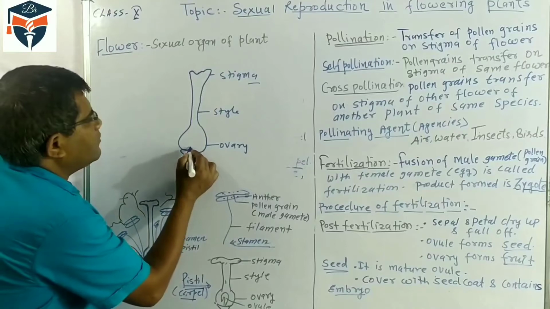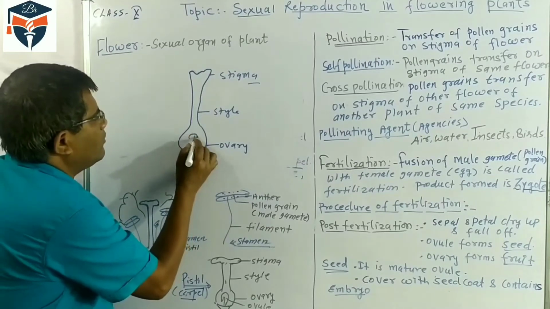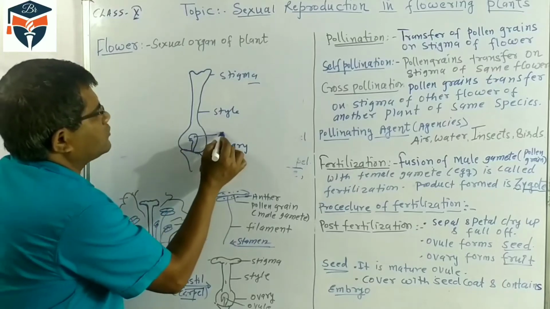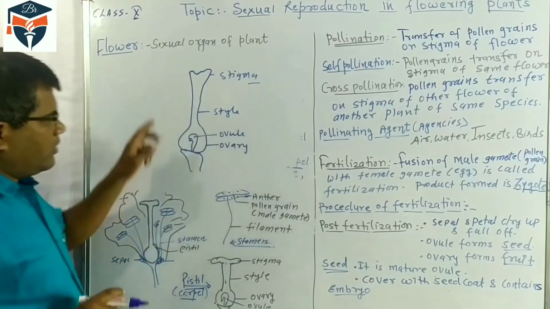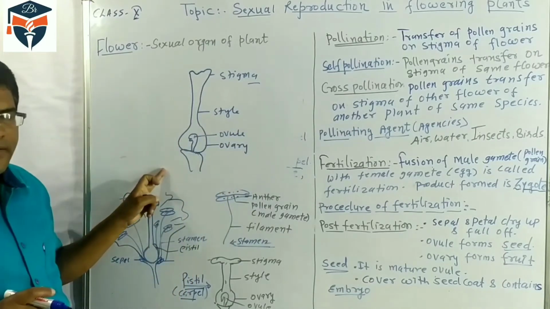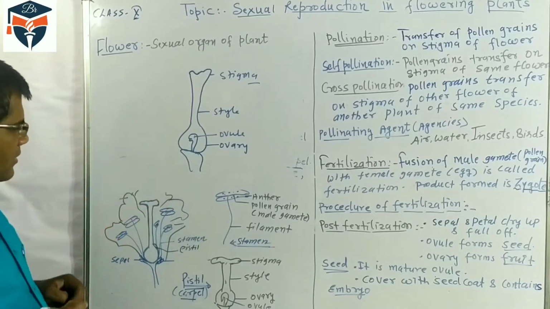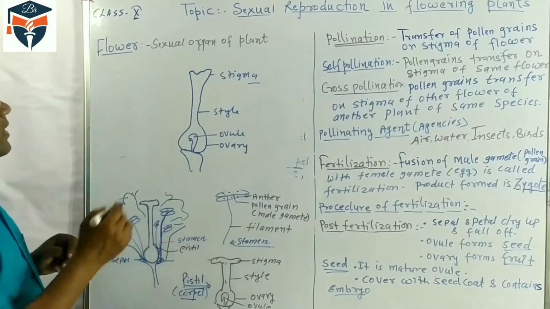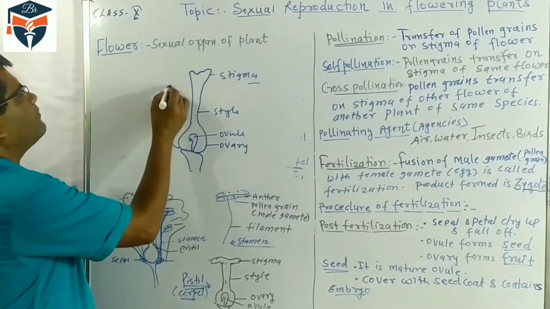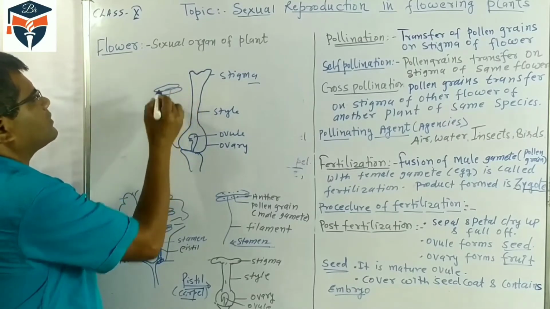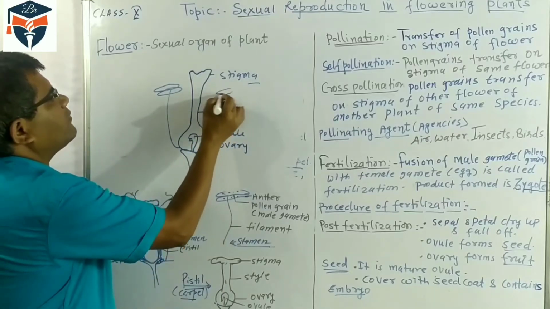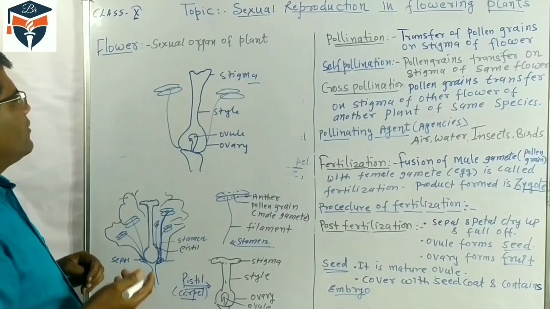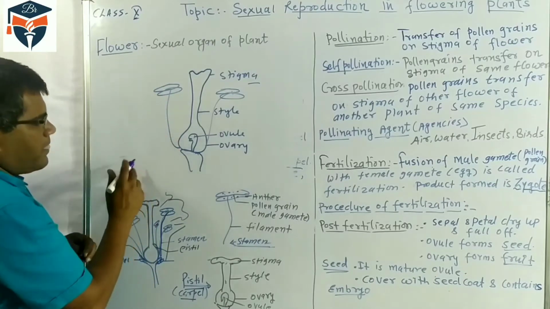And inside the ovary, ovules occur. The number of ovules may be one or many. So this structure is called the ovule. And this is the female part of the flower. Then this part is called the male part of the flower. This type of structure, and the number may vary. It may be 2, 3, 5, or a multiple of 5. So this structure is called the male part.